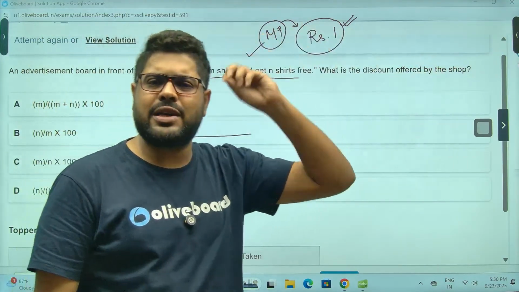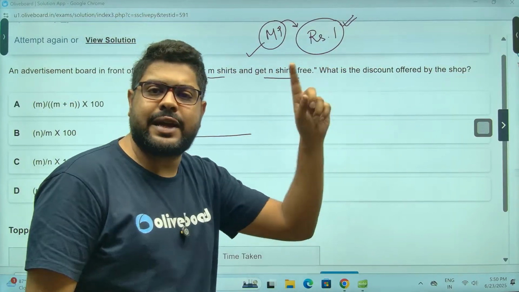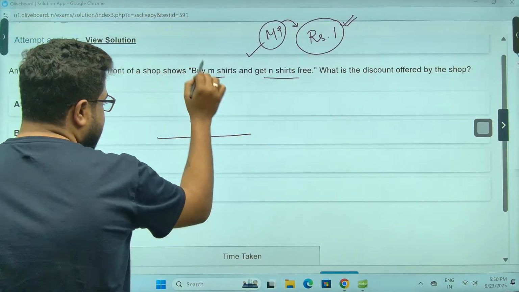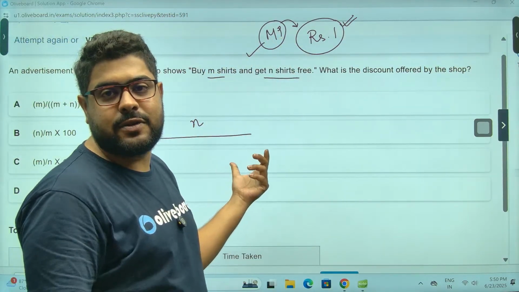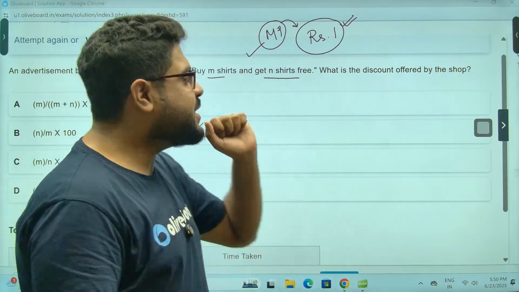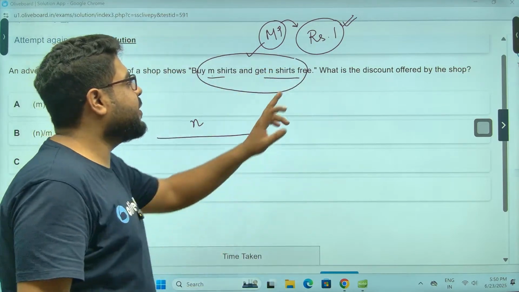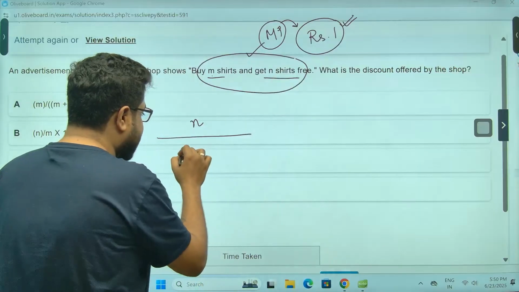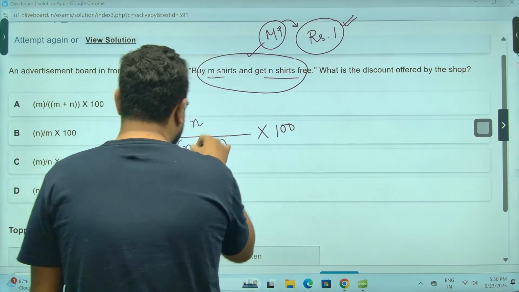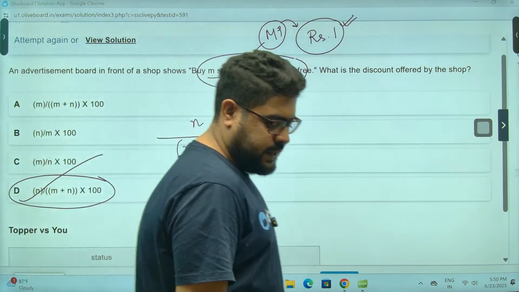You see, there are formulas, ways. I'm saying don't remember anything. Just think like this. How many shirts are free? That is my discount, the ones I got for free. I got N shirts for free. That's my discount. Now discount always works on what? Not on SP but MP. So how many shirts am I getting? M plus N. And MP of every shirt is ₹1. So the MP of M plus N shirts will be this. And I need percentage, meaning 100. So 100 times N divided by this. Option D is the answer.